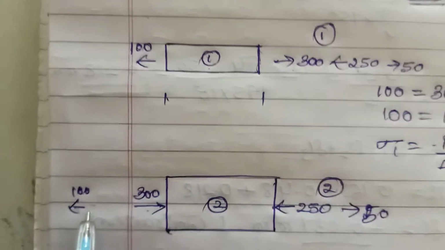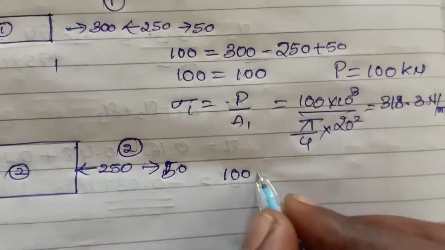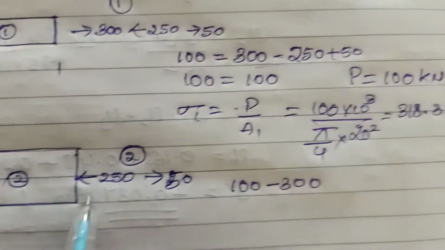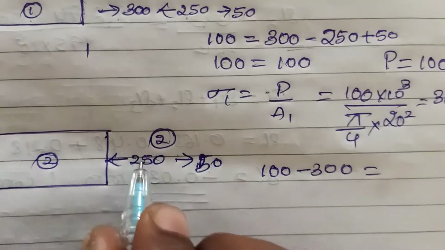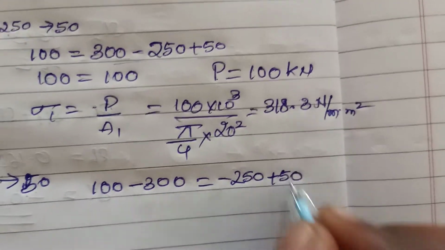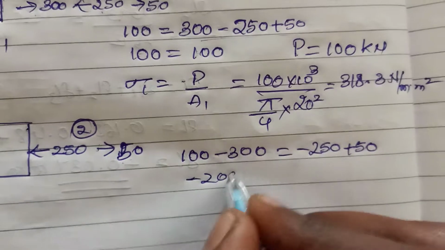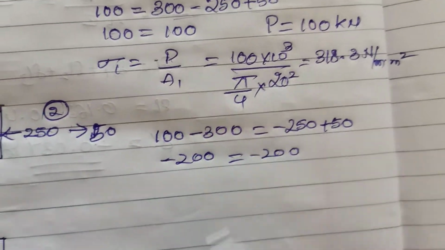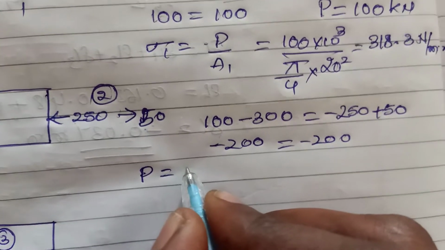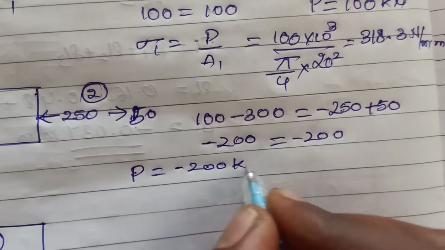So now calculate. Here 100 tensile minus 300 compression in nature, which is equal to 250 compression, minus 250, again positive tensile in nature 50. Then calculate, minus 200 is equal to minus 200. The effective load is P is equal to minus 200 kilonewton.